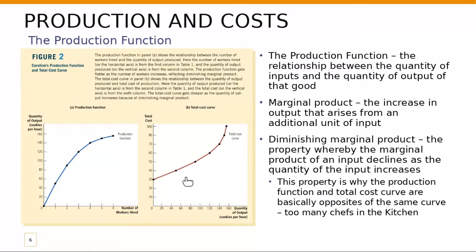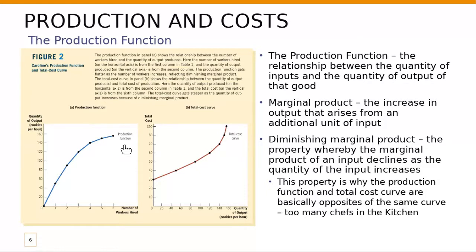Now, we can zoom into figure 2 to see an example of what a production function looks like. And what it shows us here, using the example of baking cookies, is that as we hire workers, we are able to consistently increase our output. However, ultimately, the amount that we're increasing our output is going down based upon the number of workers we hire.